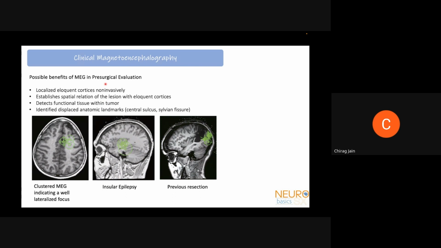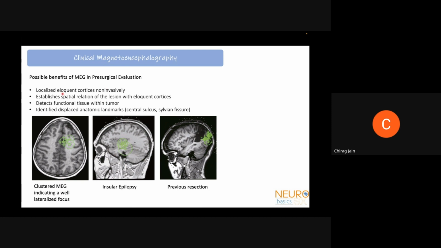Now, what possible benefits does MEG give you with pre-surgical evaluation? As we have discussed already, it is able to localize your epileptic cortex. But apart from that, it can even localize eloquent cortices, and we'll discuss this a little bit more in detail later. But it can localize the eloquent cortices non-invasively, just like fMRI can. So MEG can also do that.